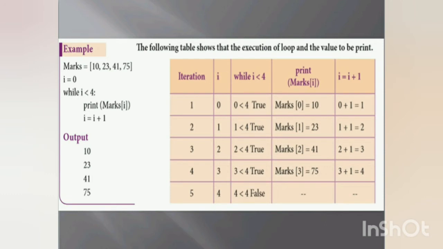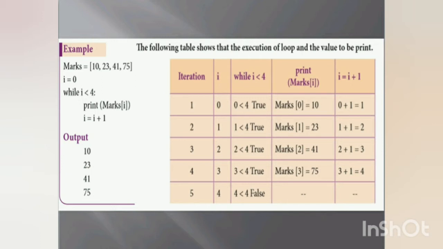It shows the execution of the loop and the values to be printed. In the first iteration, the I value is 0. Then it will check the while condition: 0 is lesser than 4. Yes, the condition is true. Then it will execute the print statement. What is in the print statement? Marks of I. Now the I value is 0, so marks of 0. It will check the element in marks of 0 position, that is 10. So it will print the value 10. Then the next statement is increment, I is equal to I plus 1. Now the I value is 0, 0 plus 1 is equal to 1. So now the I value becomes 1.